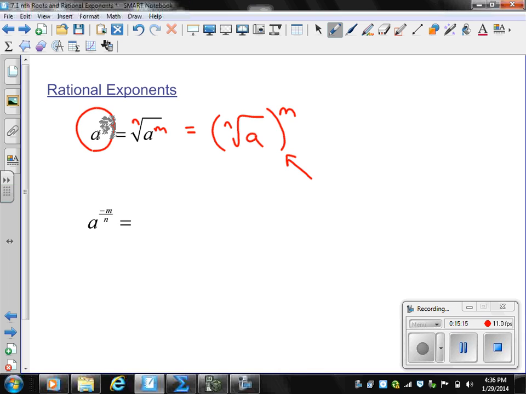Likewise, with our second scenario here, our answer is going to be about the same thing, but we have this negative exponent. So I'm really going to have 1 over the nth root of a to the m. Or I can write this as 1 over the nth root of a, and then raise it to the mth power. Both of those work just fine.